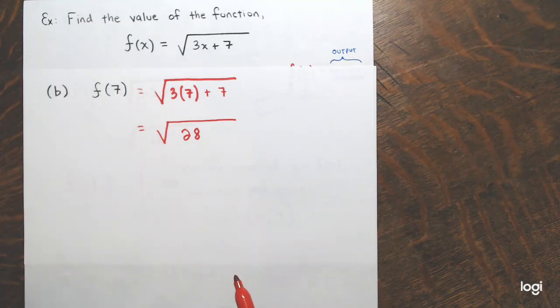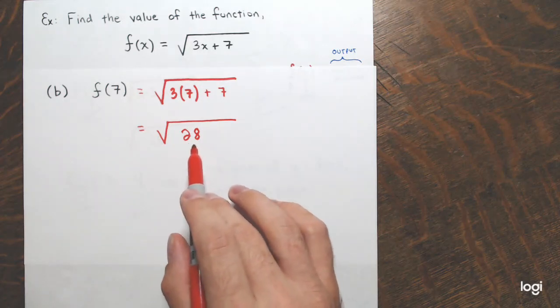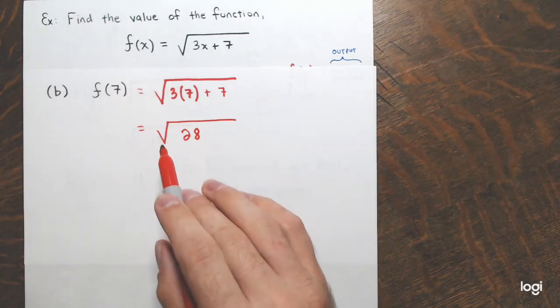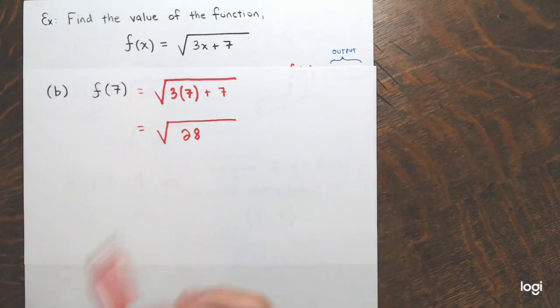25 is, right? 25 is 5 squared. 36 is 6 squared. So 28 is between 25 and 36. This is not a perfect square. So the square root of 28 is actually between 5 and 6, between the square root of 25 and the square root of 36.